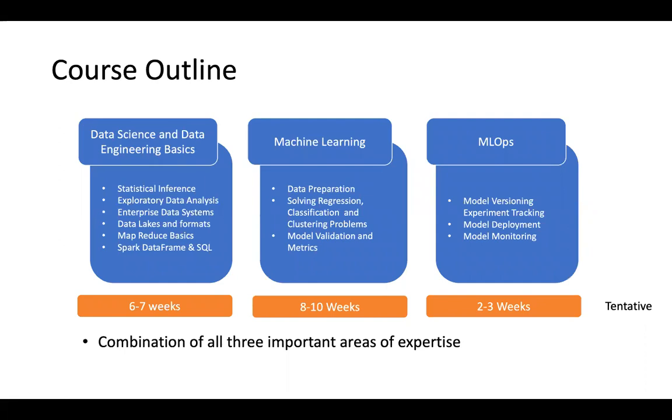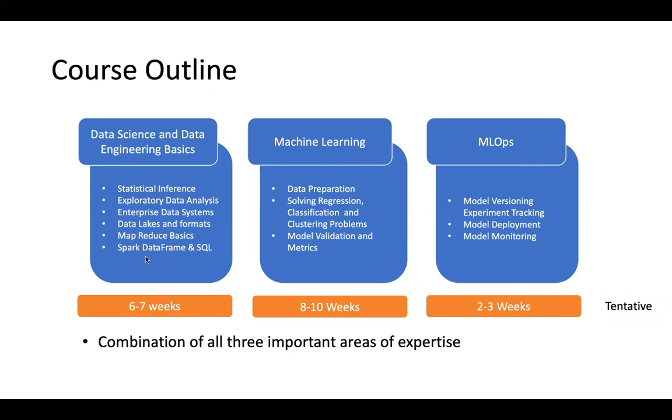as I've already mentioned before, the course outline will contain three core areas. One is the data science and data engineering basics. Of course, the primary focus of the course is going to be machine learning, where the majority of the time we'll be spending, and also ML ops. So this course is designed to combine all three important areas of expertise that are required today. So today you can do the basic statistical inference and data science activities.